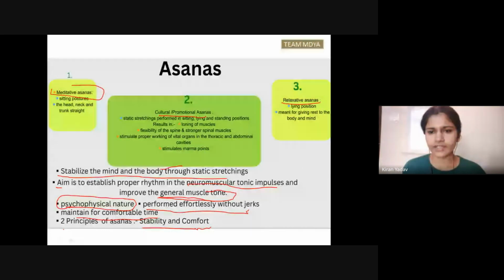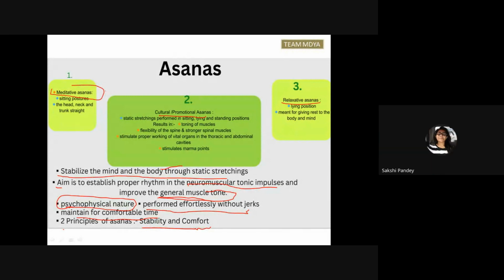What do you understand from these three names: meditative, promotional, and relaxative asanas? According to you, what are these? Ma'am, meditative asanas may be what we do while doing meditation. We sit keeping our back and neck straight, hands in a mudra like Gyan mudra or Anjali mudra. Next is promotional asana, which we generally do for flexibility, good body tone, and muscles.